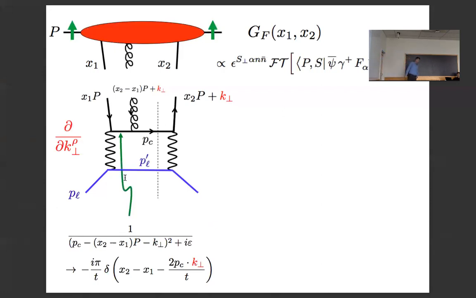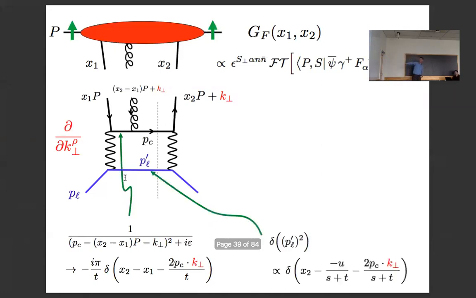Likewise, this lepton here is unobserved, and it will be on shell. It's going to be an outgoing lepton that's on shell, so there's a delta function that puts it on shell. This delta function is simply saying delta of l'-squared is 0. And if you work out the kinematics, you find that the delta function involves, again, one of the momentum fractions, some kinematics, and also some k-perp dependence.